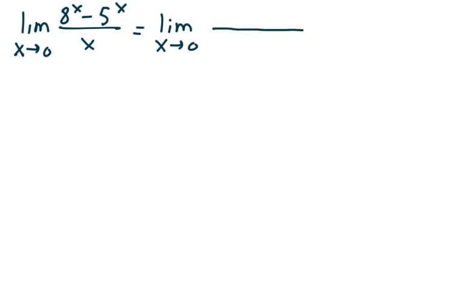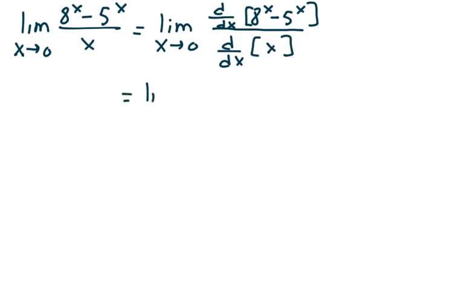Now, we're going to take the derivative with respect to x of 8 to the x minus 5 to the x, and we're going to divide by the derivative with respect to x of x. And so that's the limit as x goes to 0. Now, the derivative of x is 1. The derivative of 8 to the x is 8 to the x times natural log of 8. So we've done those, okay?